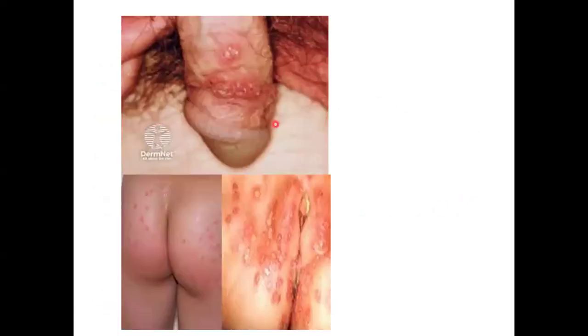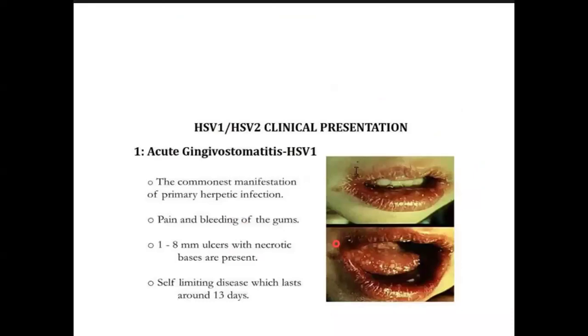So as you'd seen here, the shaft of the penis, the buttocks, and the vulva. Okay, now we want to look at other clinical presentations for both herpes simplex virus 1 and 2. Acute gingivostomatitis.